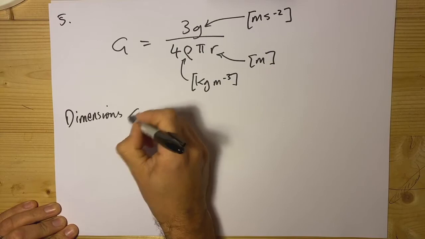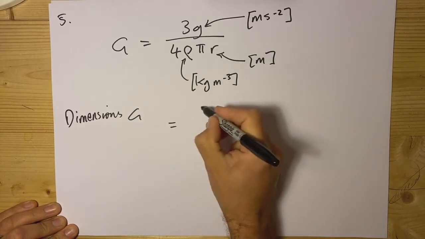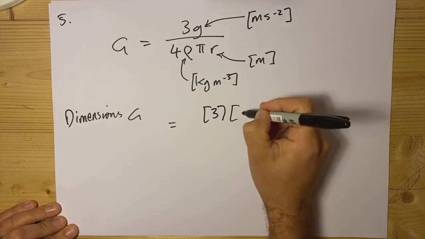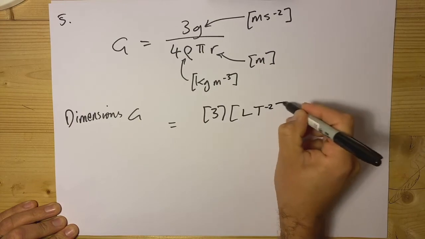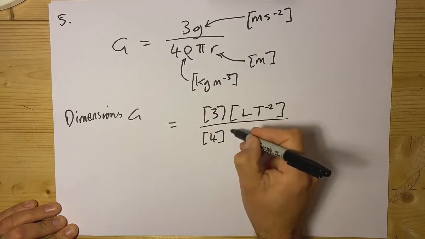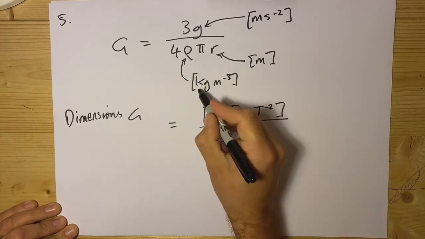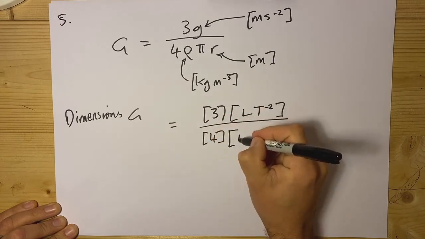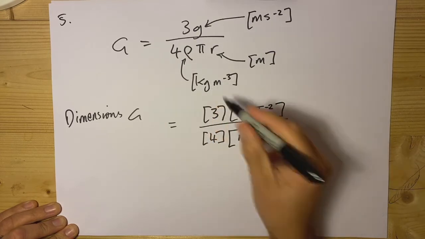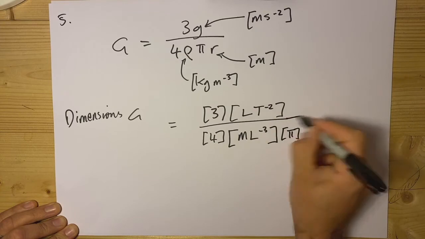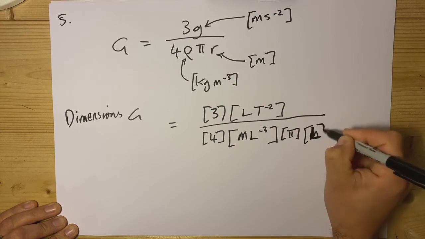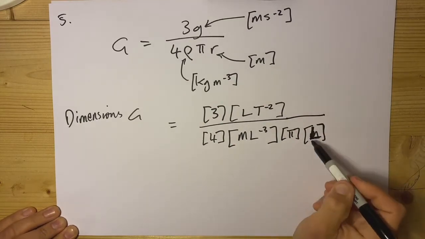So dimensions of G, sorry, I'm going to write that down here. So that's 3. 3 doesn't have any dimensions. So meters per second squared. Meters is length. And then we have per time squared. And we're dividing that by 4. 4 doesn't have any dimensions. It's dimensionless. Then we've got mass per length cubed. Volume is per volume here, per length cubed. And then pi, which doesn't have any dimensions. And then we've got r, which is in meters, which is length.